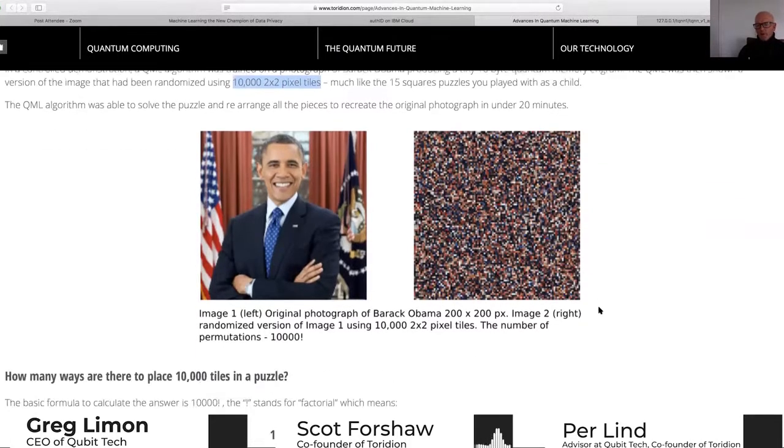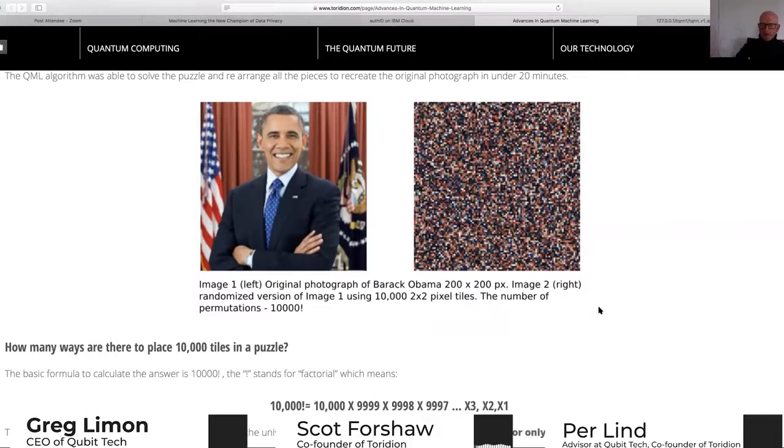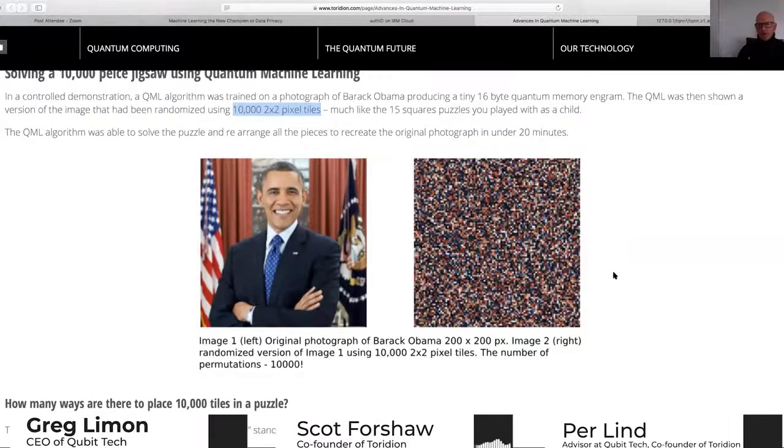So then we remove the neural network and leave one quantum memory pattern, very small, only 128 bits of information. So the image goes to the neural network and becomes 128 bits of information plus the neural network. Then we take away the neural network, discard it, delete. Then we ask the quantum computer to recreate this image of Barack Obama from the random picture of the 10,000 jigsaw pieces on the right.